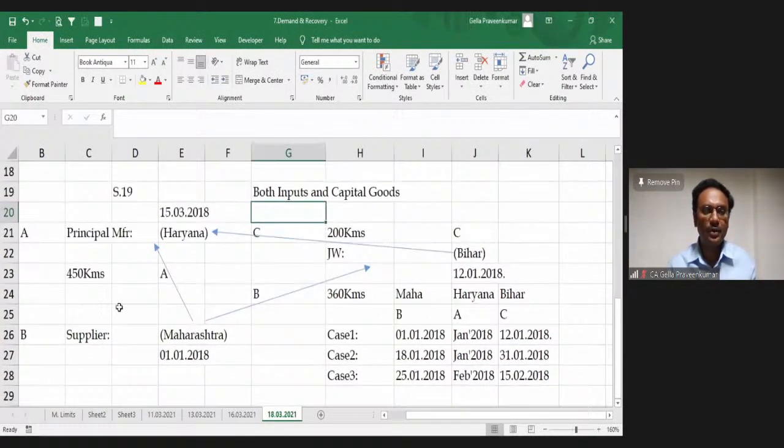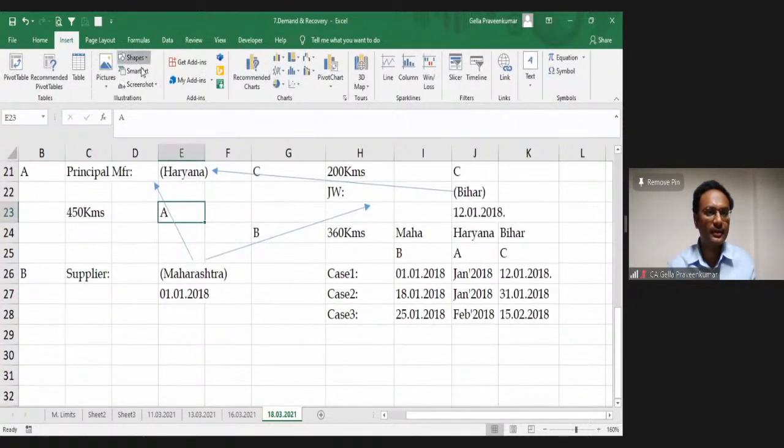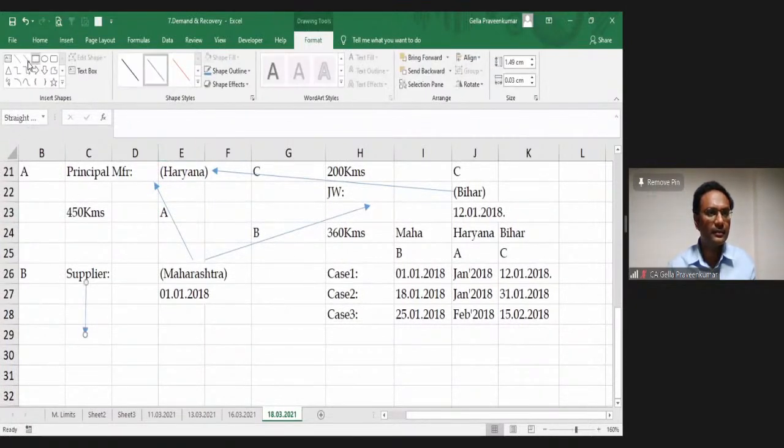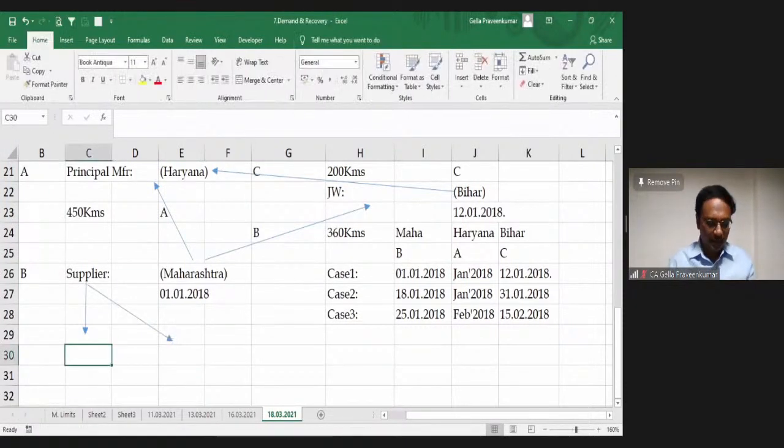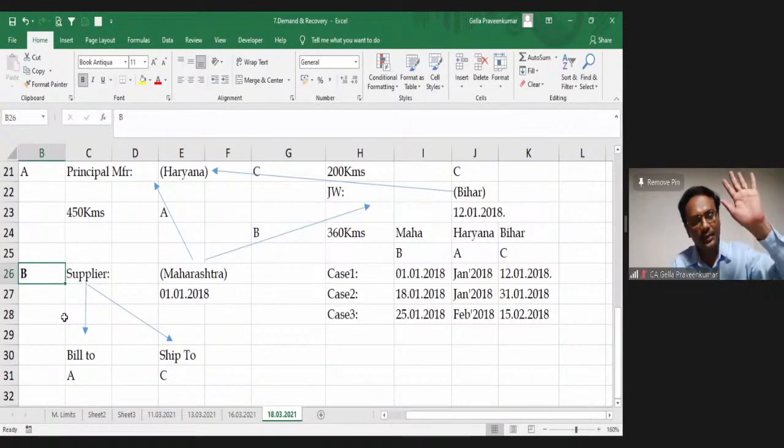Here, in this model, when the supplier raises a tax invoice, what will he say? The supplier will say, bill to A, ship to C. The B is going to raise a tax invoice. On the tax invoice, he clearly mentions bill to A, ship to C.